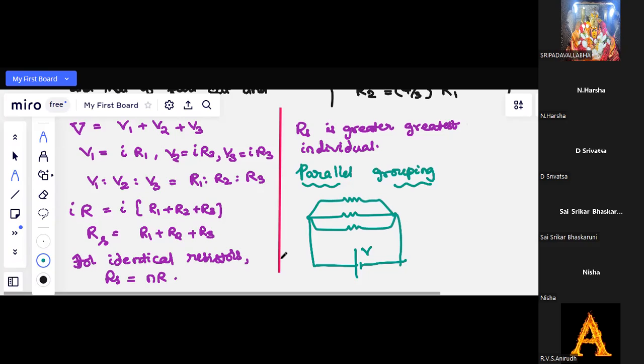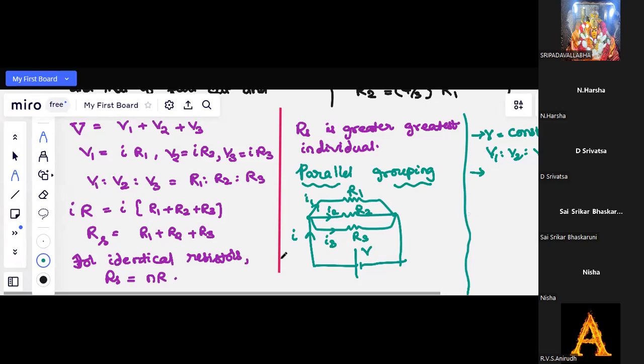So here, the first point we write is V equals constant. That implies V1 is to V2 is to V3 equals 1 is to 1 is to 1. And the second point: current will be split. I splits like I1 across the first one, I2 across the second one, I3 across the third one.